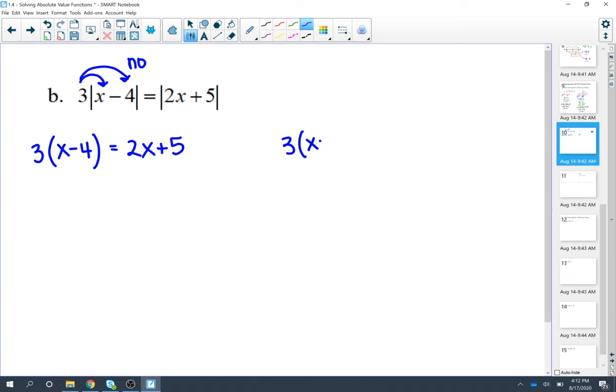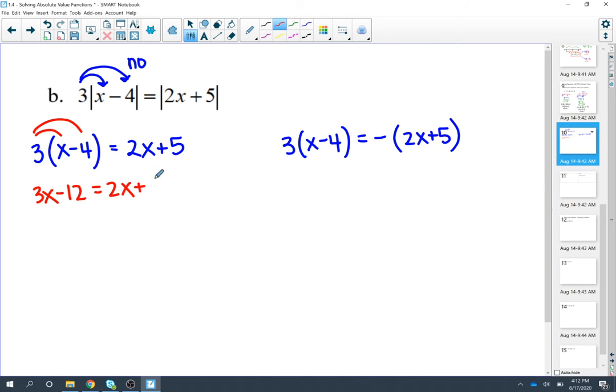Or 3 times x minus 4, this time with parentheses, equals the negative version of the right-hand side. And remember, when we do the negative version, you need parentheses because you're taking the negative of the whole thing. Okay, now when I go to solve this, notice these are not absolute value bars anymore, so you can distribute. 3x minus 12 equals 2x plus 5.